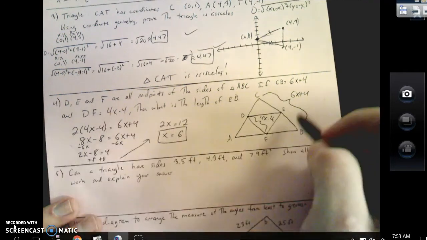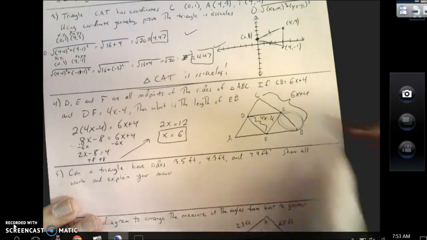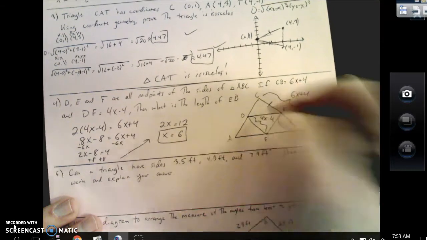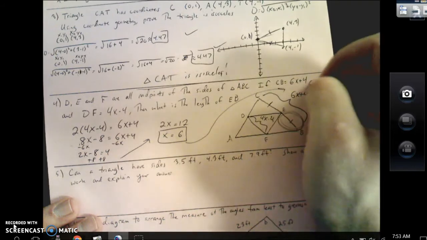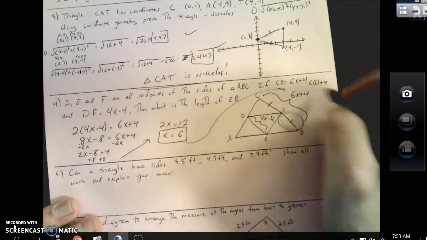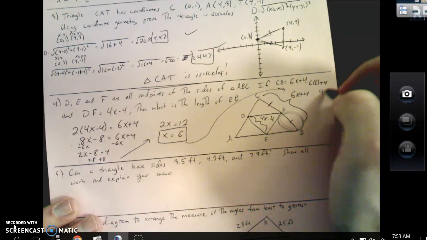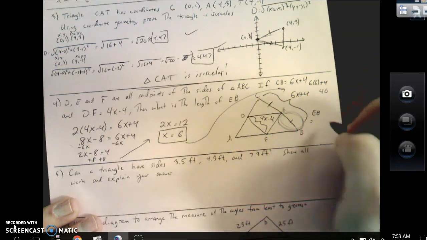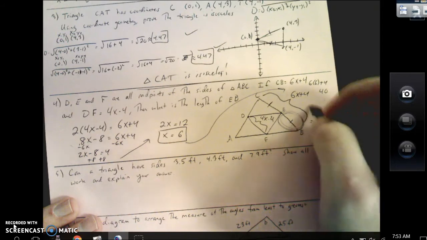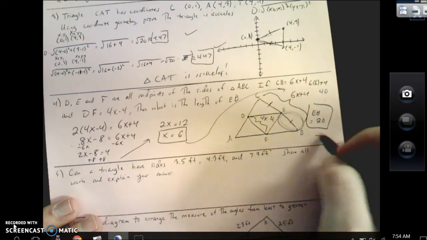What's the length of EB? EB is right here. Keep in mind it's getting cut in half over here. Take 6, plug it back in. 6 times 6 plus 4. 36 plus 4 is 40. So if I want EB, it's just going to equal half of 40, which is 20. Okay?